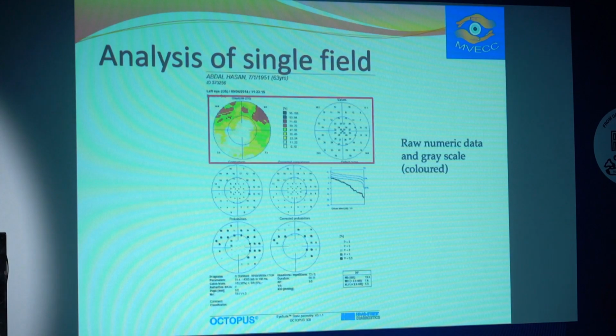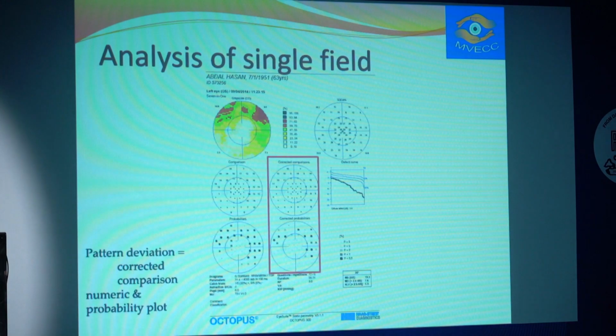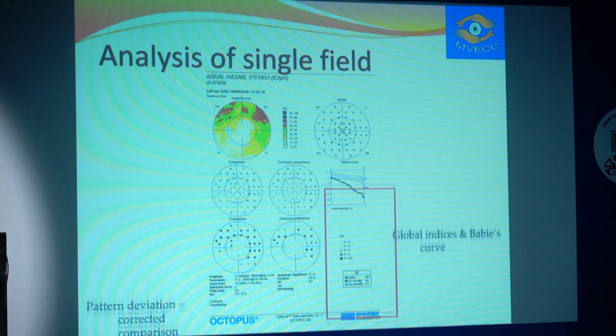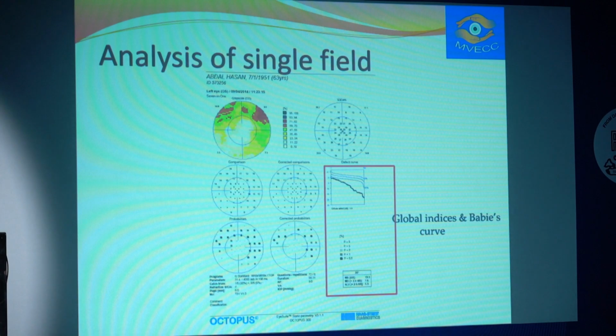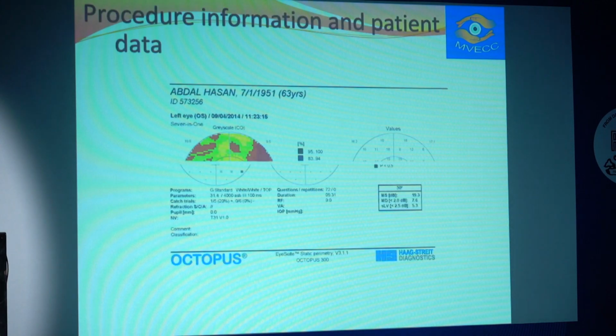Then we have the raw numeric data in the grayscale, which is colored here. Then you have comparisons in place of total deviation, and corrected comparisons in place of pattern deviation. Then you have Bebie's curve and the global indices. We talk about them in brief. So this is the upper and lower part of the procedure information.